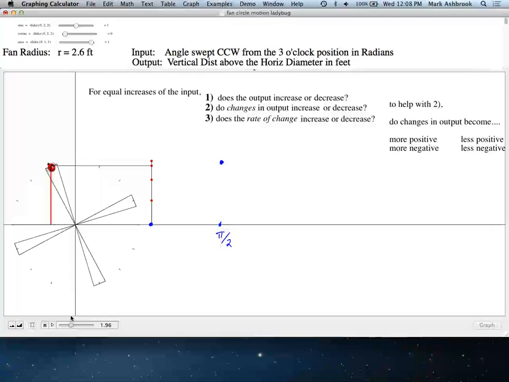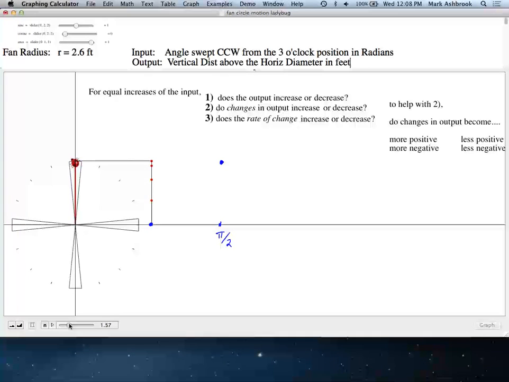So you can see the changes right here. So here's the first change for the first angle. And then for the next equal amount of angle swept out, here's the next change, and then the next change, and the next change. So those changes are getting smaller, they're getting less positive. So are the changes increasing or decreasing? The changes are decreasing. So what about the rate of change?